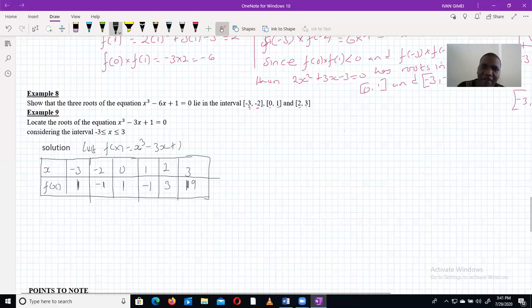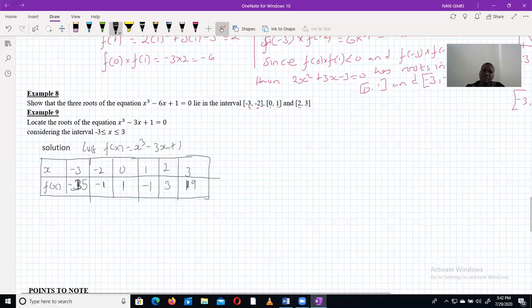Negative 27 minus 9, that becomes negative 36. Negative 36 plus 1, that becomes negative 35. What mathematics is here? Negative 35. Okay. So we have negative 27 minus 9, that becomes negative 36 plus 1 becomes negative 35.